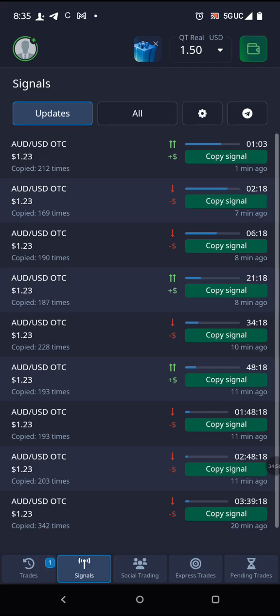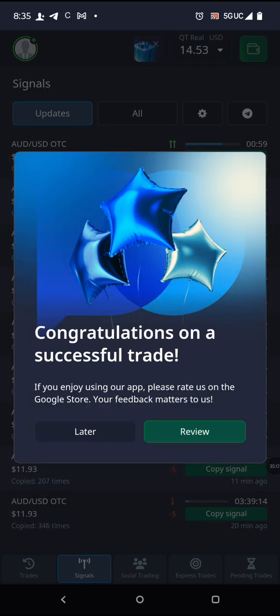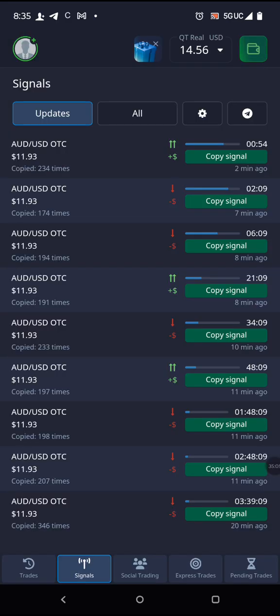And now, 3, 2, 1, 0, boom. I just grew my account up. So now I'm just at the $15 mark that I told you guys I'd be getting to with this account. And that's just making the plays just like I showed you guys.